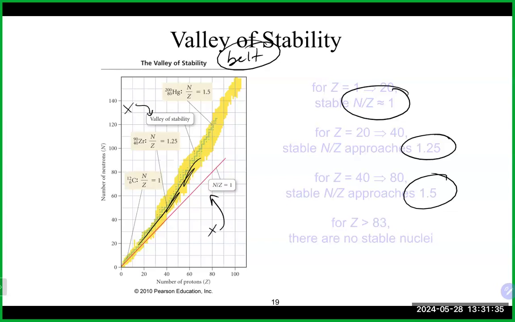So here's the deal with this. There are definitely some gray areas. What I mean by that is you can see the first one goes from 1 to 20 in terms of the atomic number. Then the next one is 20 to 40, and the next one is 40 to 80. So there's a gray area between where one ratio cuts off and the next one starts.